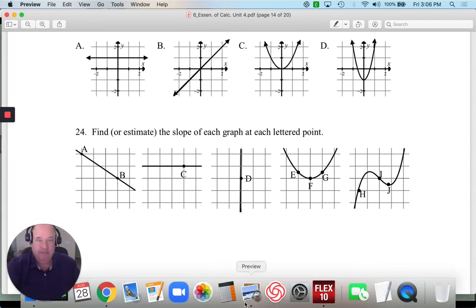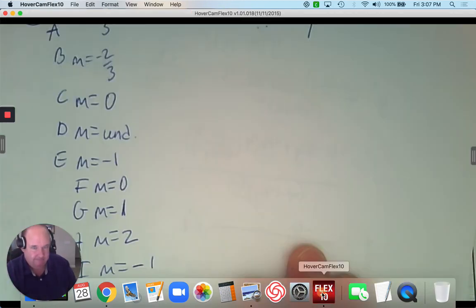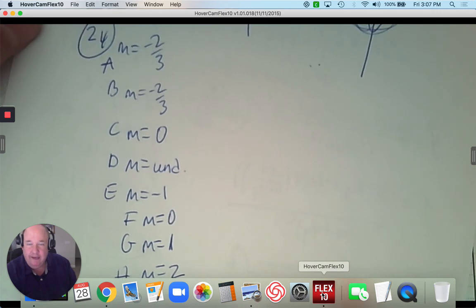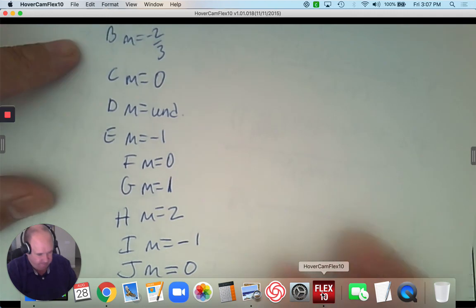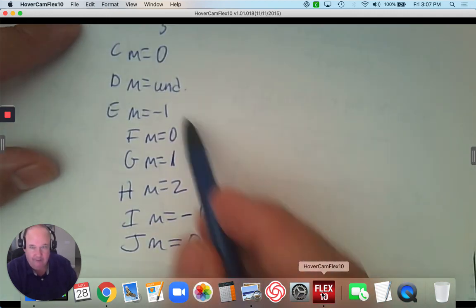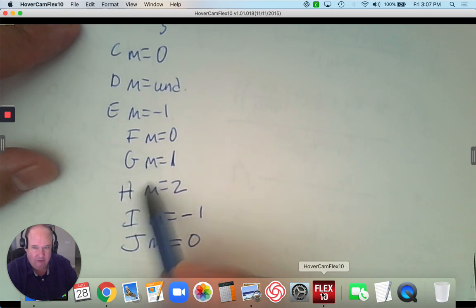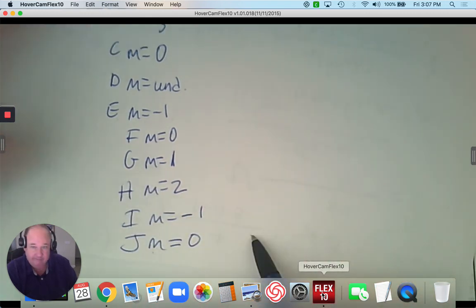So let me show you my work. If you see a point, could you tell me the slope? Negative, positive, 0, undefined. Calculus is about slope. Derivative is about slope. That's why conceptually it's important to be able to approximate a slope off a graph. So this is what it looks like. A and B are -2/3. C is 0, D undefined. And then the other points, E, -1, F, G, H, I, J, looking off the graph.